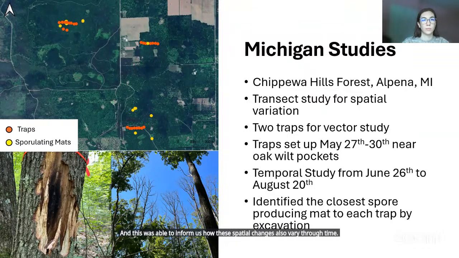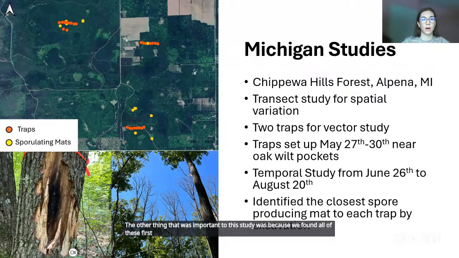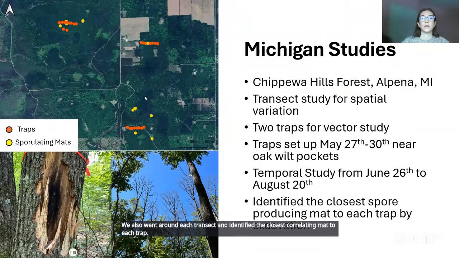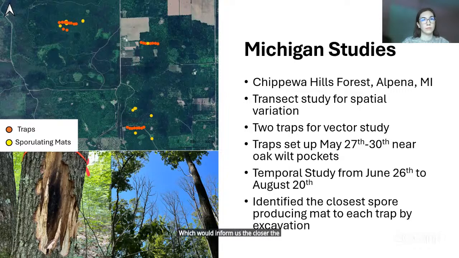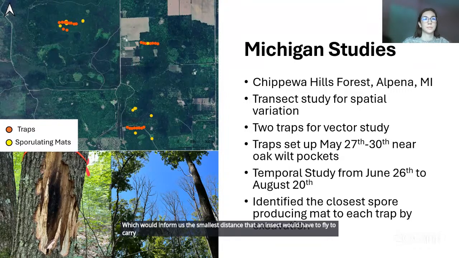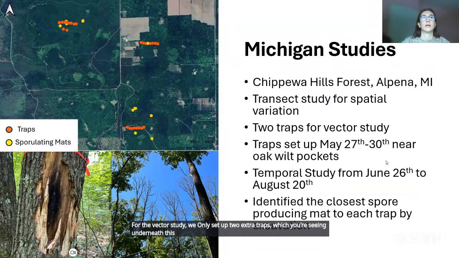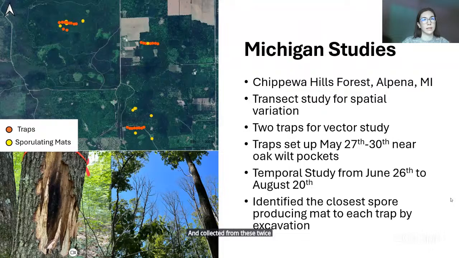The other thing that was important to this study was because we found all of these first mats nearby oak wilt pockets, and you're seeing an example of this beside that first oak wilt mat. We also went around each transect and identified the closest sporulating mat to each trap, which would inform us the smallest distance that an insect would have to fly to carry oak wilt to these traps. For the vector study, we only set up 2 extra traps, which you're seeing underneath this northernmost transect, and collected from these twice so we could do more work in the lab for this one.